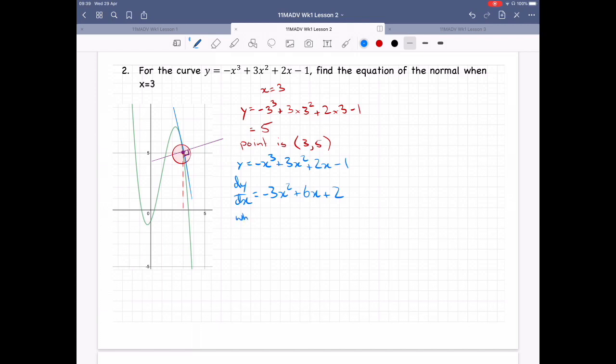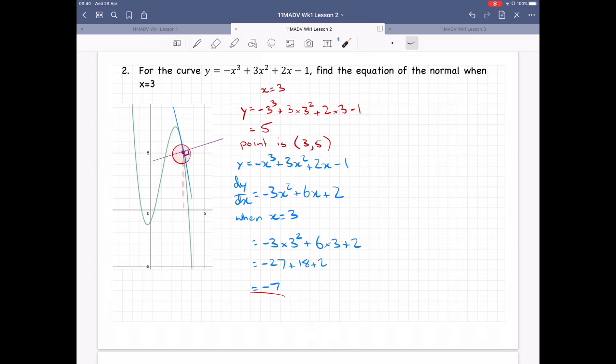And when x is equal to 3, we'll have negative 3 times 3 squared plus 6 times 3 plus 2. So we'll have negative 27 plus 18 plus 2, and we'll get negative 7 as our gradient. And if we look at our blue line over here, we can see that, yes, that line does look like it's got quite a steep slope going in the negative direction. So a gradient of negative 7 there makes sense.